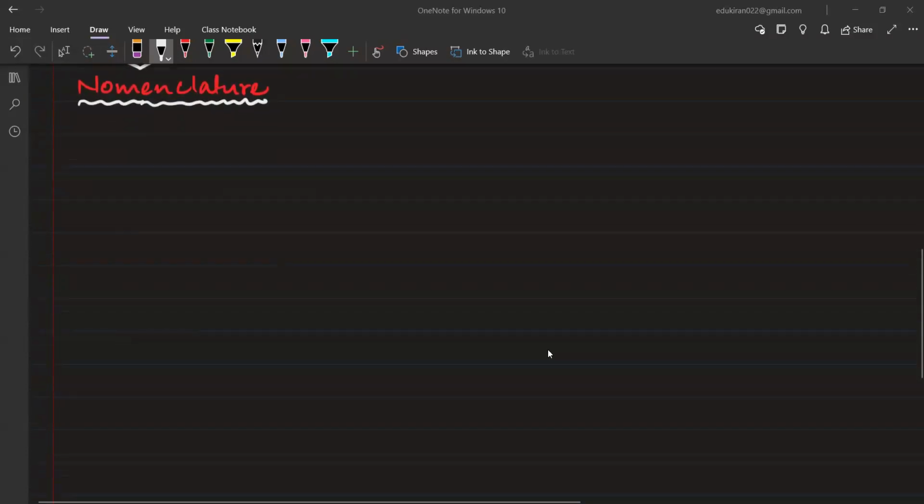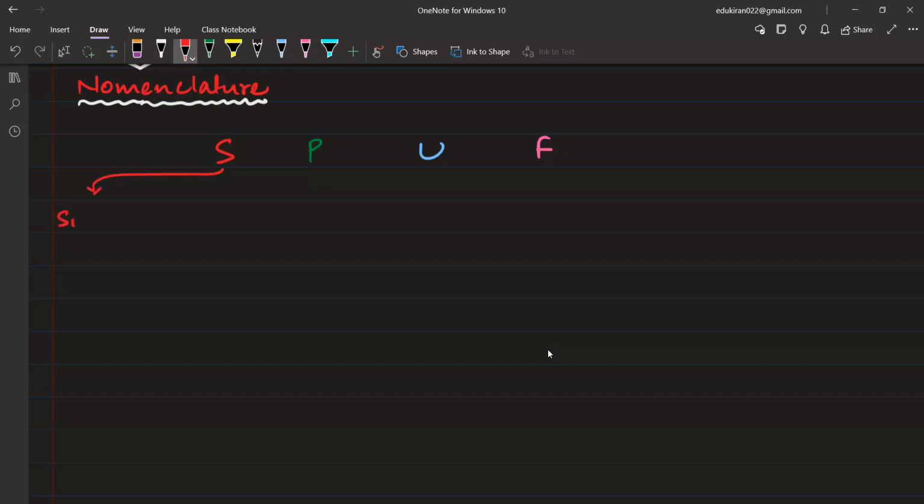See here guys, we are going to use a method which is known as SPUF. So first of all, this is how we are going to write the name. First of all, I will write the substituent if there is any. Then I will write the parent, P. Then I will write the unsaturation, which tells me about the presence or the absence of a double bond. And after that, I'm going to write the functional group. Yes, we have S for substituent. For P, we have parent. For U, we have unsaturation.